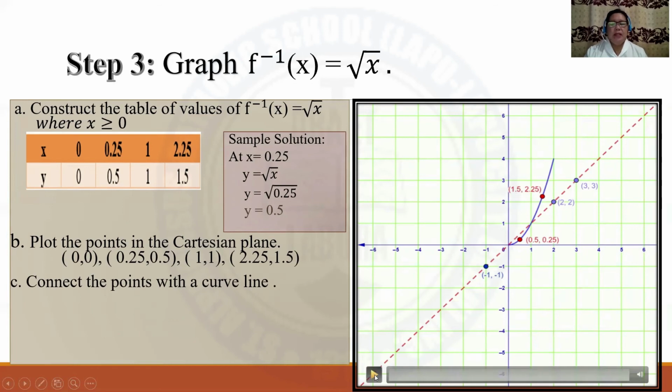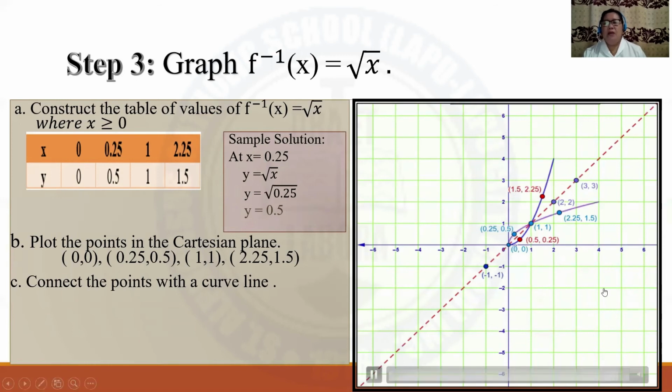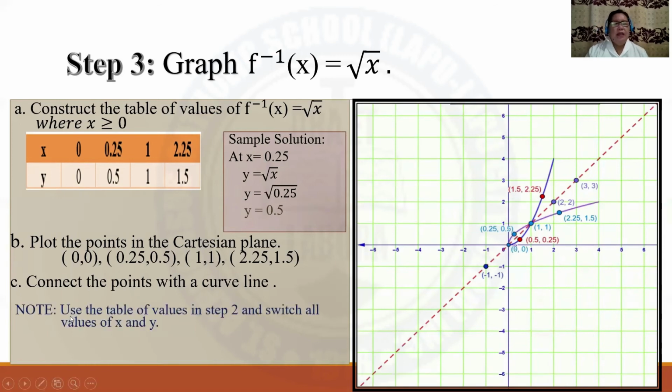So let us plot the points now. 0, 0. There. 0.25, 0.5. 1, 1. And the point with coordinates 2.25, 1.5. And there you have the curved line. Take note, again, if you don't want to solve, just switch all the values of x and y in order to have your table of values for step 3.